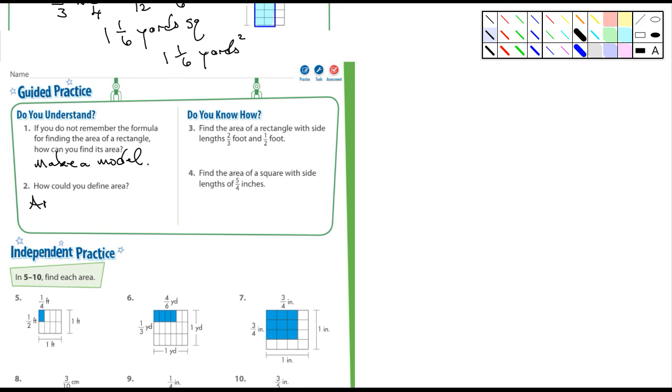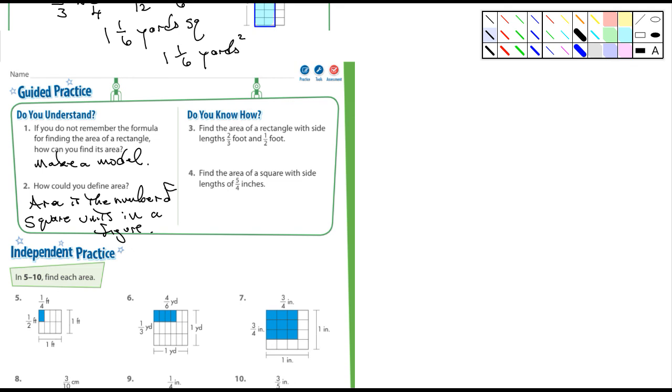Area is the number of square units in a figure. Okay.